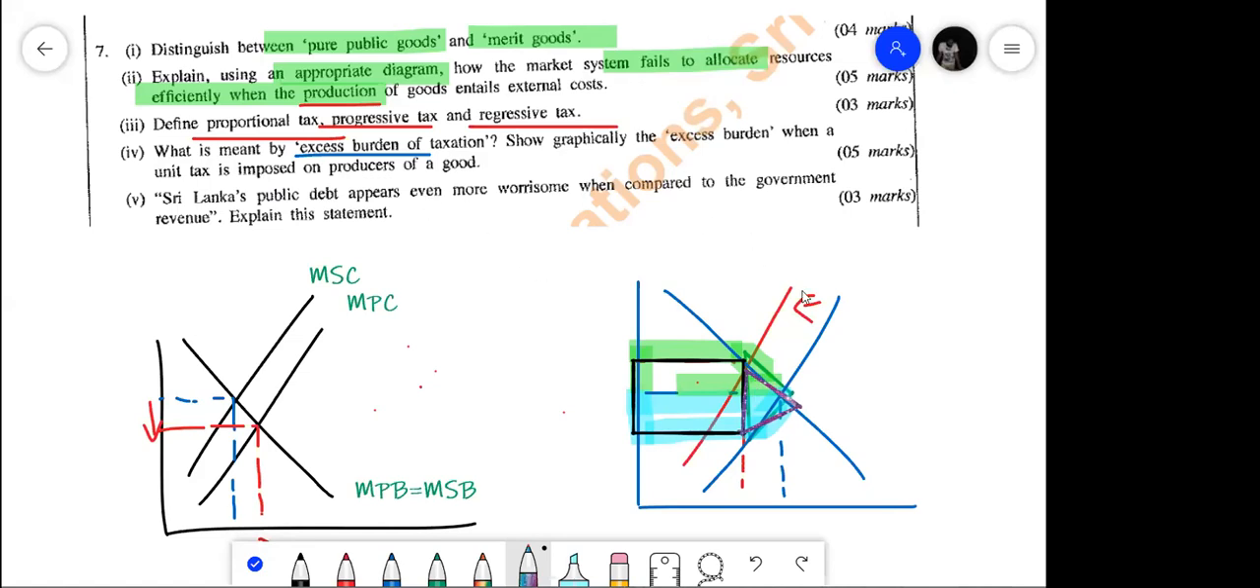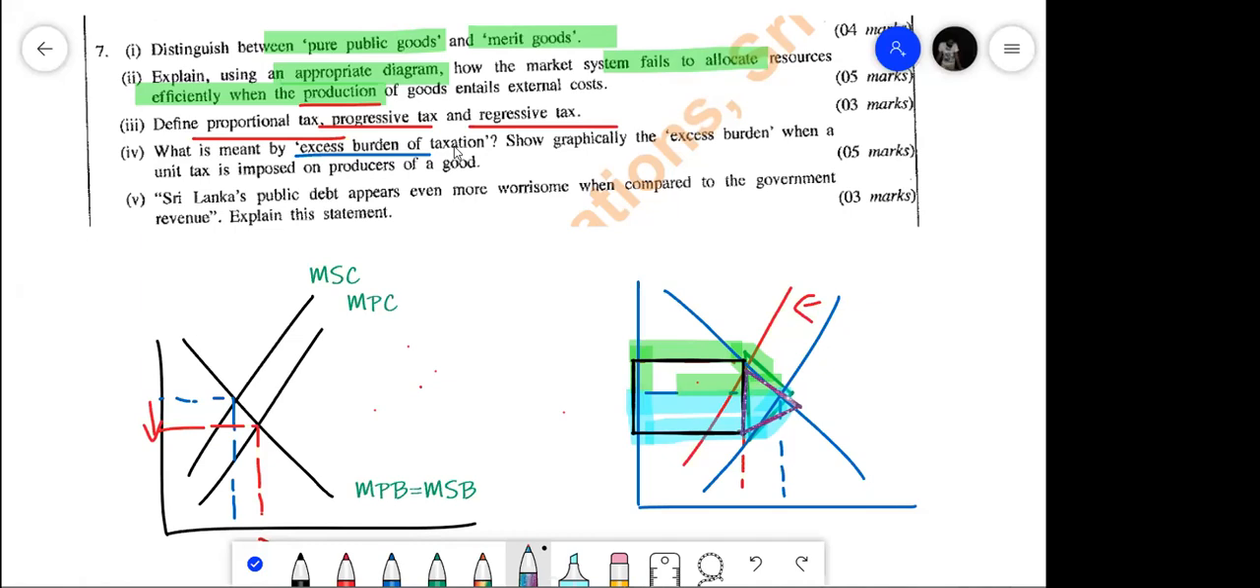So what is this excess tax burden? You can see what is there in the answer scheme also if you want to. But in very simple terms, excess tax burden means this is a situation where, when a tax is being imposed, the producer changes his supply decision. In other words, he decreases his supply. As a result of this supply being decreased, the loss of consumer surplus and the loss of producer surplus is greater than the government's tax revenue.